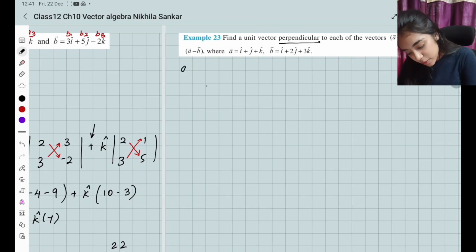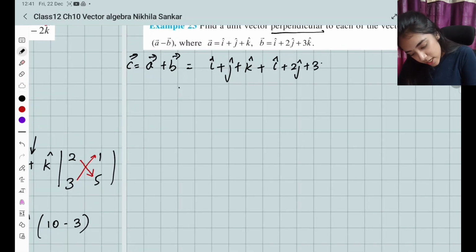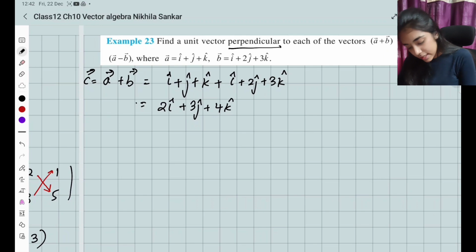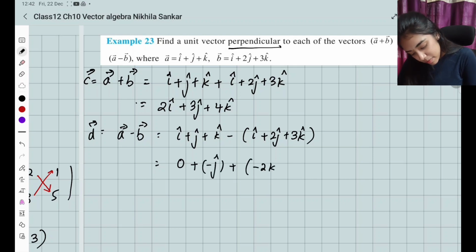So first a plus b, a minus b கண்டுபிடிக்கலாமா? So I have a plus b equals this. I'll take it as some c vector. So c vector equals I plus j plus k plus I plus 2j plus 3k. So when I add these, I have 2i cap plus 3j cap plus 4k cap. And d is going to be a vector minus b vector. So this is going to be I, j, k minus, open a bracket, I cap plus 2j cap plus 3k cap. So when I simplify, I minus I becomes 0, plus j minus 2j becomes minus j, plus k minus 3k becomes minus 2k. So what do I have? Minus j cap minus 2k cap.